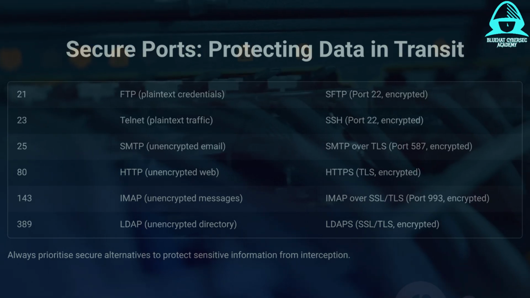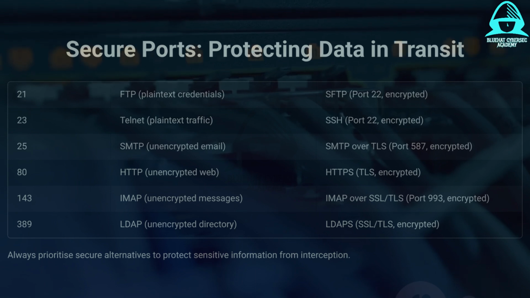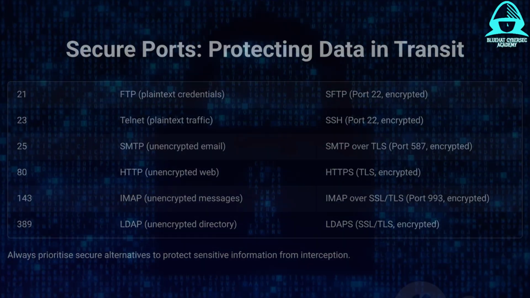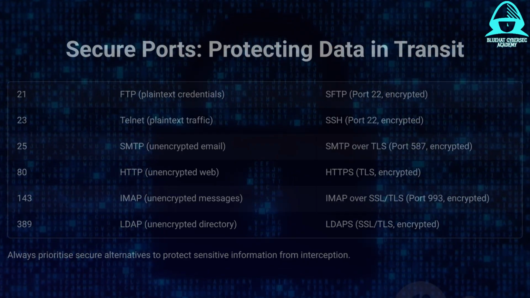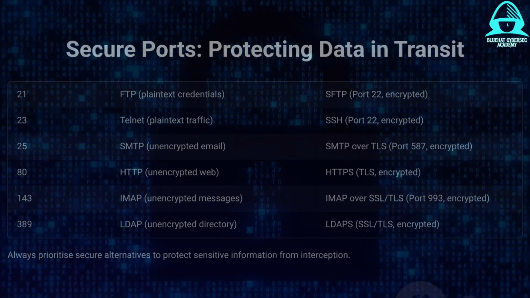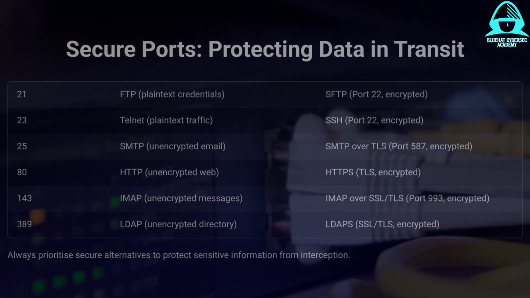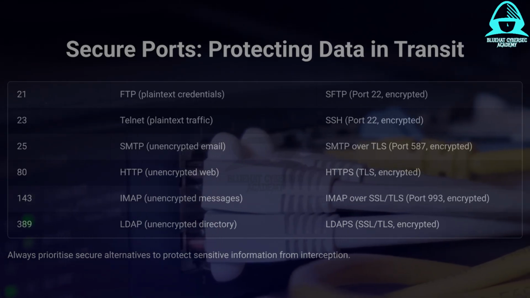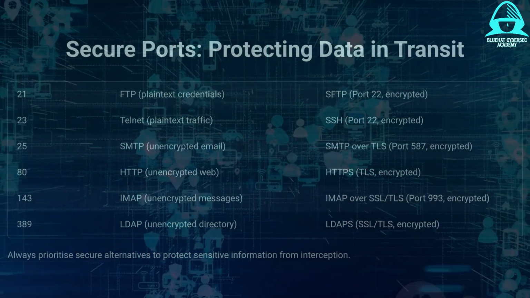Port 25, SMTP. Simple Mail Transfer Protocol on port 25 is the default unencrypted method for sending email. Data inside emails can be captured via sniffing. A secure alternative is SMTP over TLS on port 587, which encrypts communication between mail client and server. Port 37, Time Protocol. This legacy protocol has mostly been replaced by NTP on port 123, which offers better error handling and reduces unexpected issues.